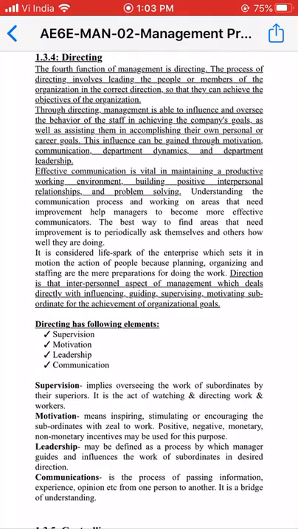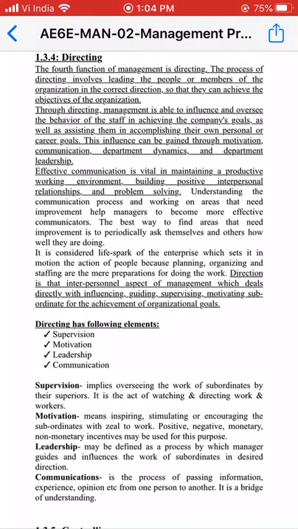Okay, the fourth function of management is directing. The process of directing involves leading the people or members of the organization in the correct direction. So directing means we need to lead the organization in such a way that we will achieve our goals, leading the members of the organization in the correct direction so that they can achieve the objectives of the organization. So the company needs to select the right people and direct them in the right direction to achieve their goals.